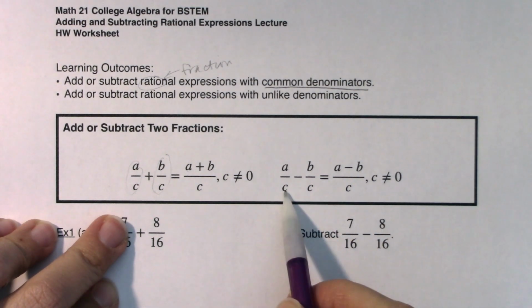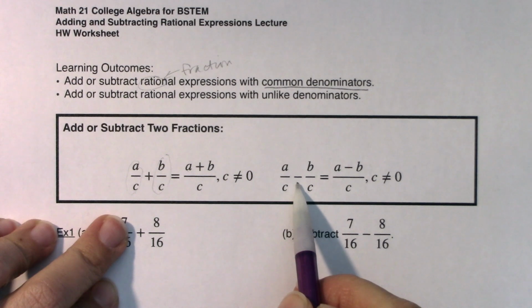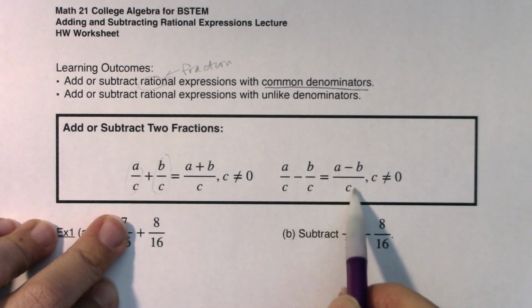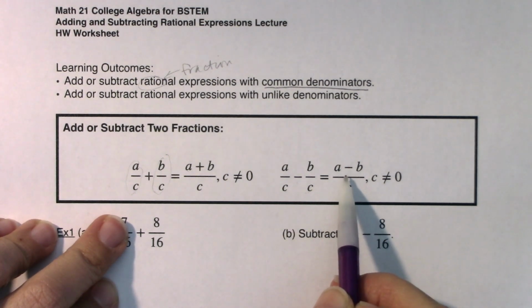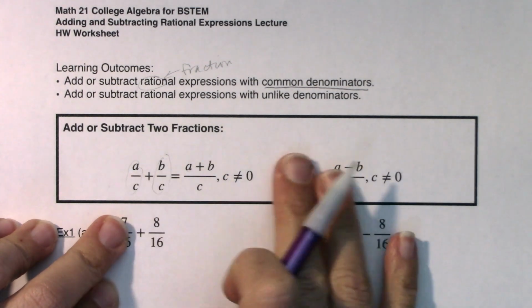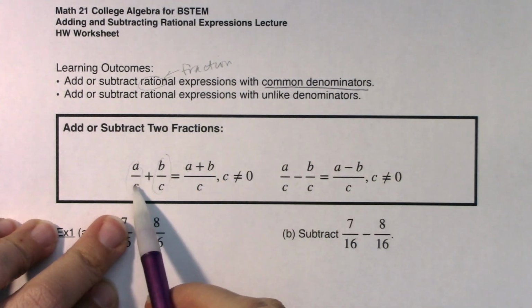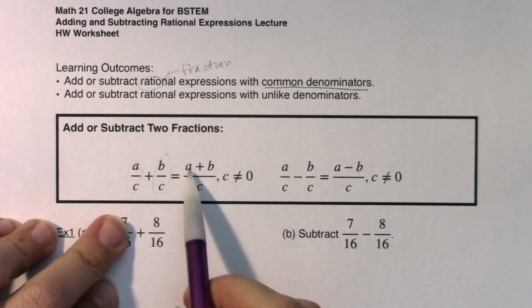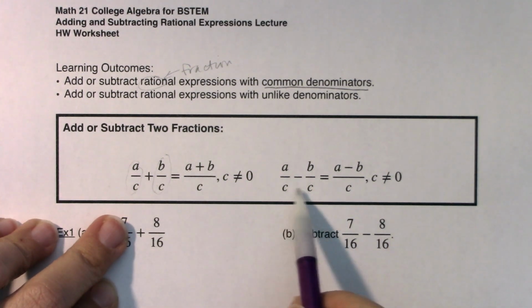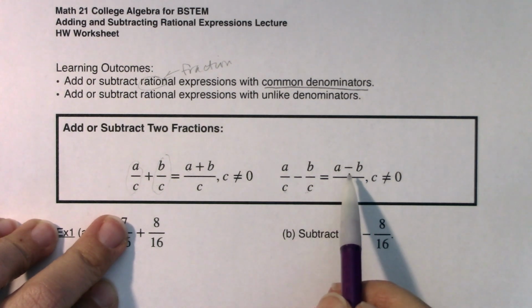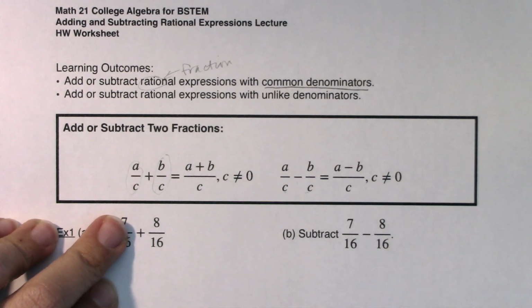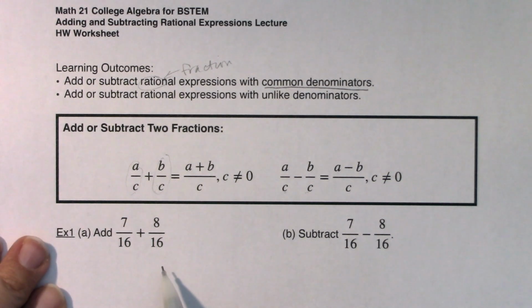And the same thing over here. If you have two fractions with common denominators but they're being subtracted, then keep that common denominator and subtract the numerators. All right, and this will play itself out, this idea that if you have common denominators, keep the denominator, add the numerators, or if you're subtracting fractions with common denominators, keep the denominator, subtract the numerators. That'll play itself out with numbers and with letters, but let's take a look at it first with just the numbers.